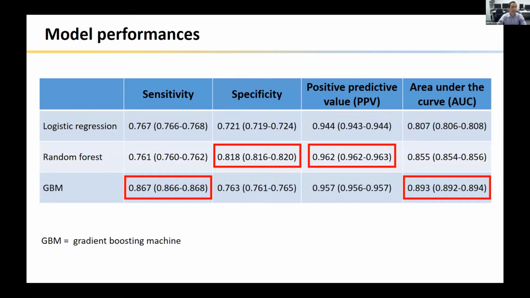To answer our first aim, we looked at the model performance of these 3 approaches. Of these 3 approaches, gradient boosting machine had the best sensitivity and area under the curve as shown by the red box, while random forest had the best specificity and positive predictive value. Logistic regression was the worst performer amongst these 3 approaches.